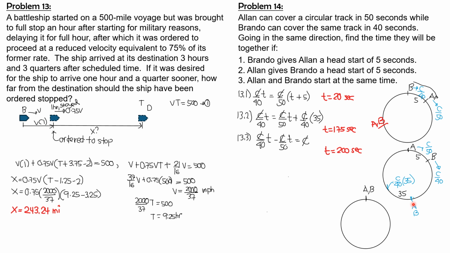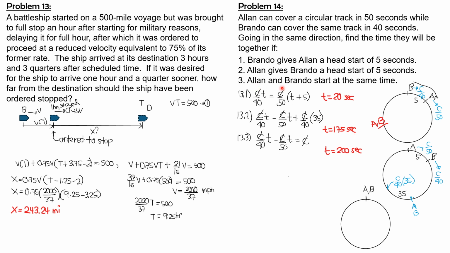Then Alan's movement would be this one, C over 40 times 35, then plus C over 50 times time. So assuming this is the movement of Alan. So they meet here. That distance traveled by Alan is C over 50 times T, but he is ahead by this distance C over 40 times 35. So we can cancel C, solve for T. T is equal to 175 seconds.